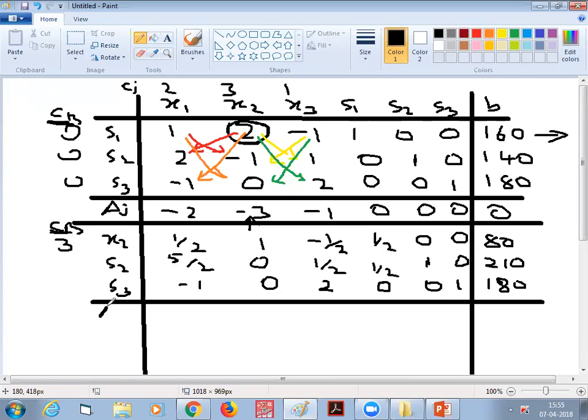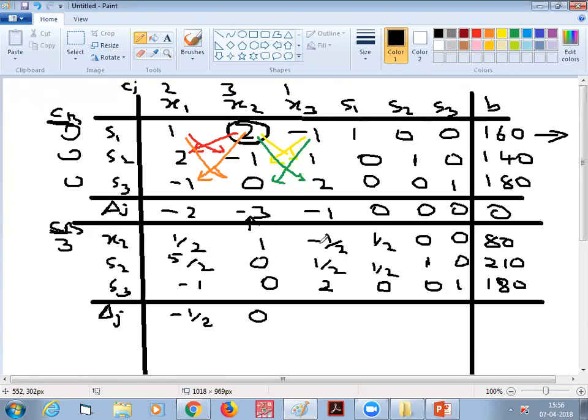And now let's find delta J. Okay, so 3 into half is 3 by 2, minus 2 is minus 1 by 2. So is it optimal? No, so we need to do one further step. 3 into 3 is minus 3 is 0, so that's okay.